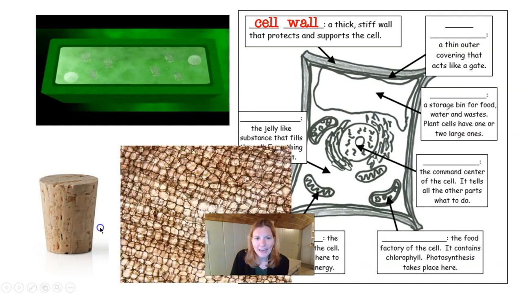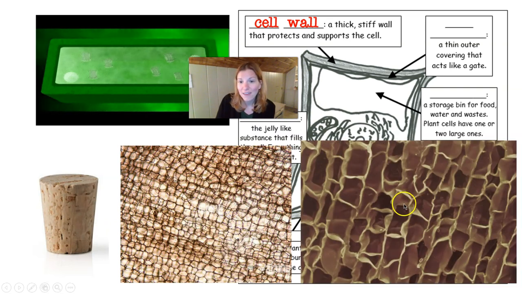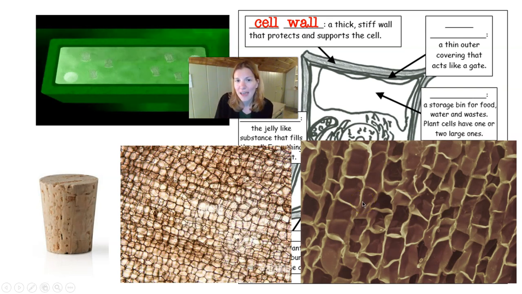So if you look at a piece of cork under a microscope, that's a good way to see the cell wall. Cork is a kind of plant that's dried up. And if you look at it on a microscopic level, you'll see all of those cell walls that are left behind. Those cell walls are actually what allows plants to grow so tall.